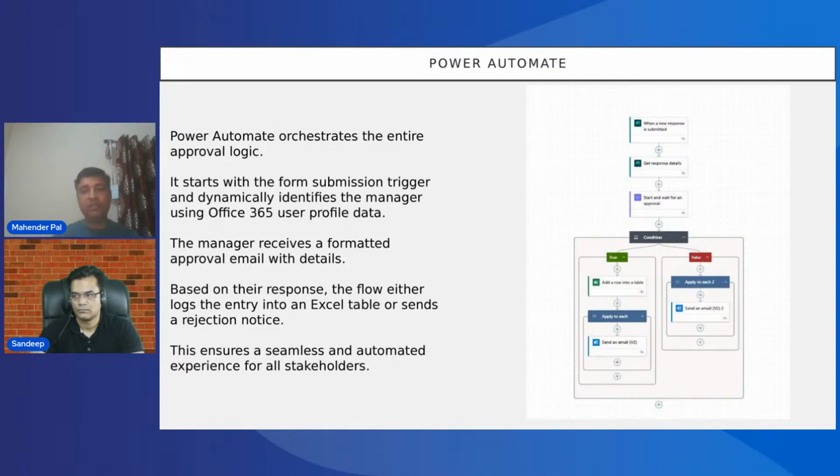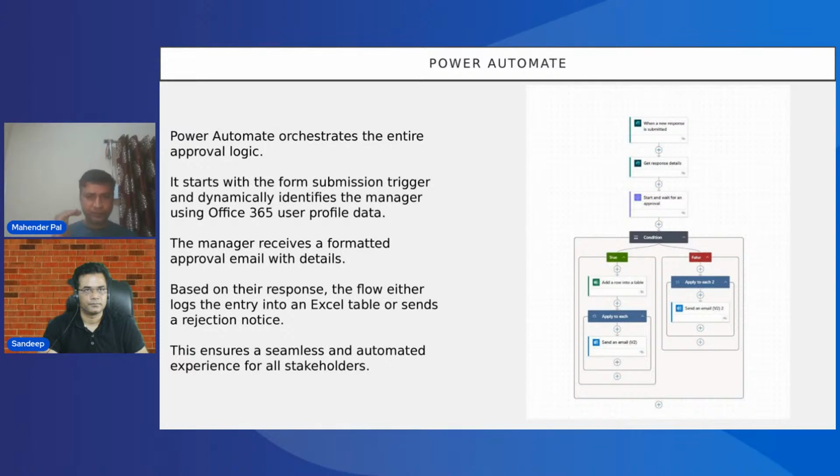As you can see on the screen here, we are using a trigger for Microsoft Forms. With the help of connectors, as we discussed in the last session, there are thousands of connectors available in Microsoft Power Automate, which help us connect with different applications, whether they are from Microsoft or not from Microsoft. Using those connectors, we can connect. Here we are using the Microsoft Forms connector. So we have a trigger.